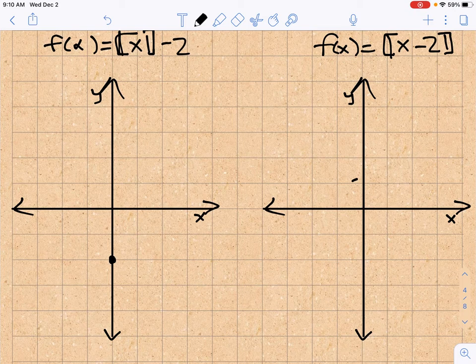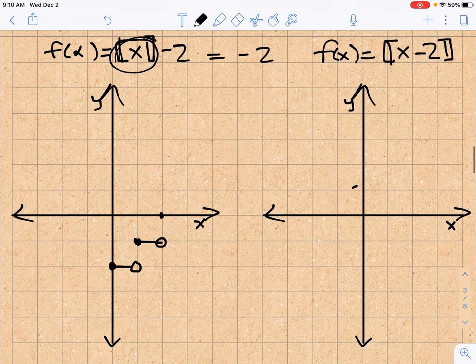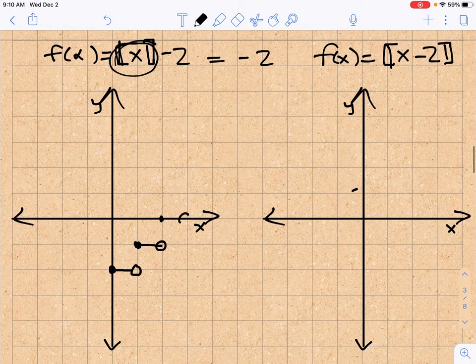And if I put 1/2 in, that still rounds me down to 0, so you still have 0 minus 2. So this doesn't change between 0 and 1, and it stays the same. So your overall output stays the same, so it will stay there. And so effectively what it does is it takes this entire graph and it shifts everything down 2 units. And we call that a transformation.